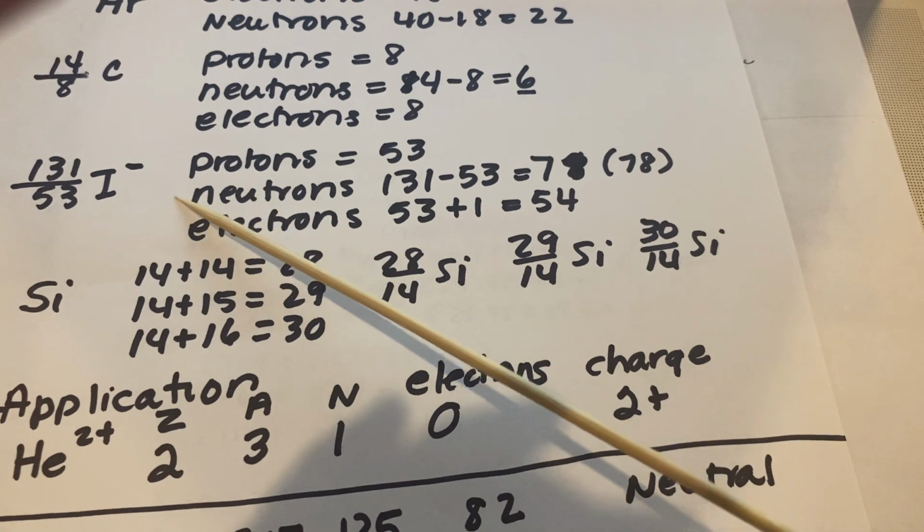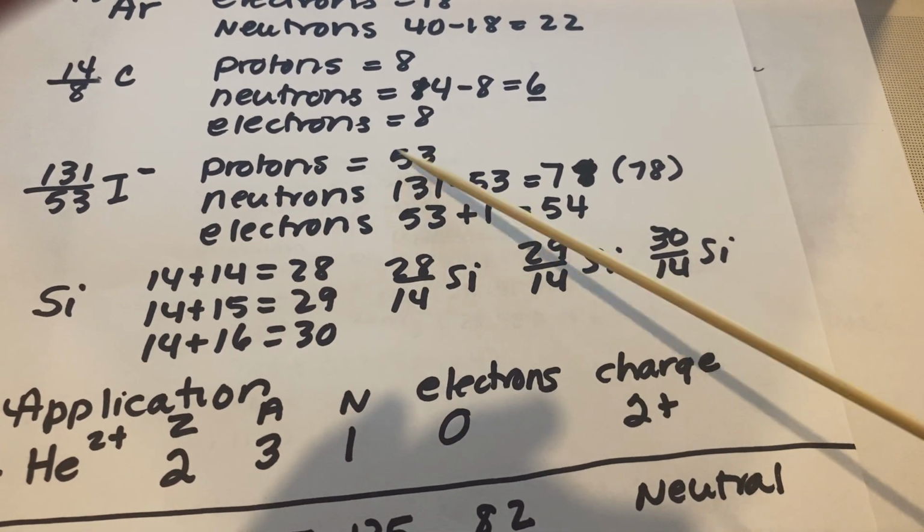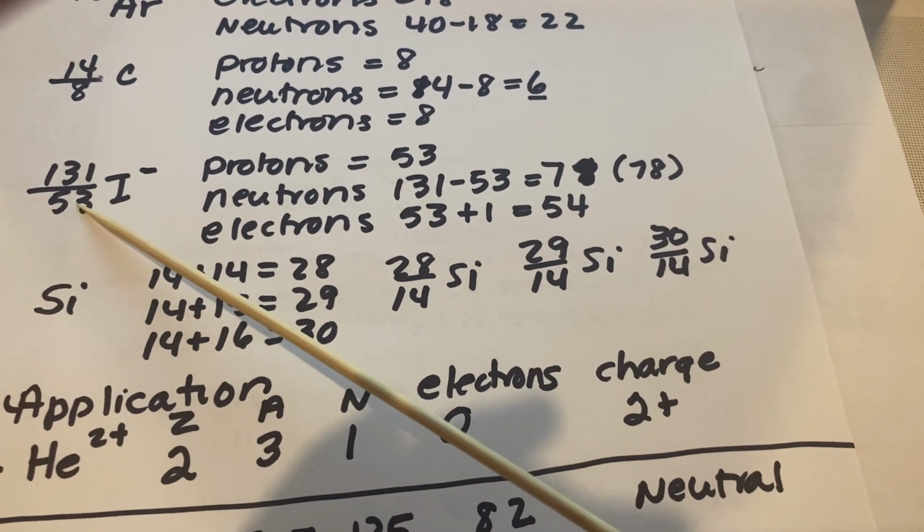Iodine here, again, how many protons are there going to be? 53. 53 protons, because this is the atomic number, the Z number.